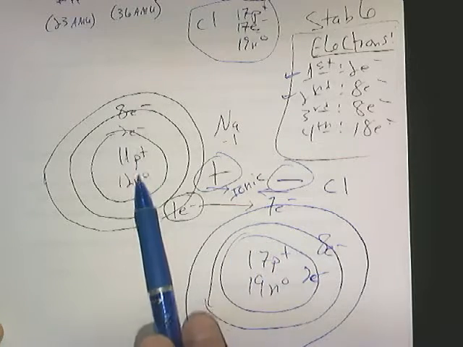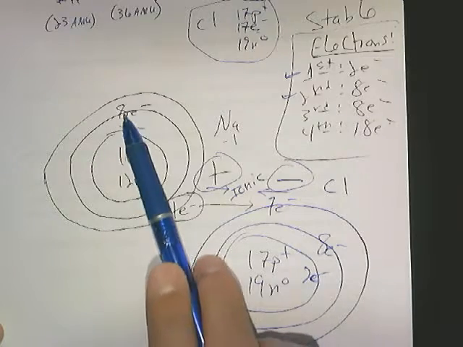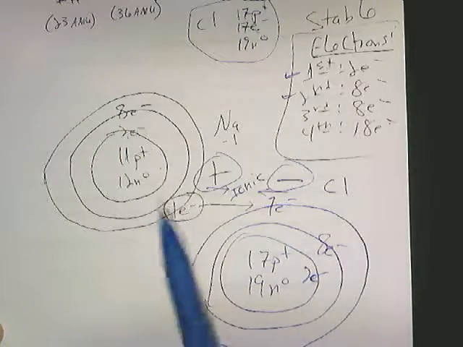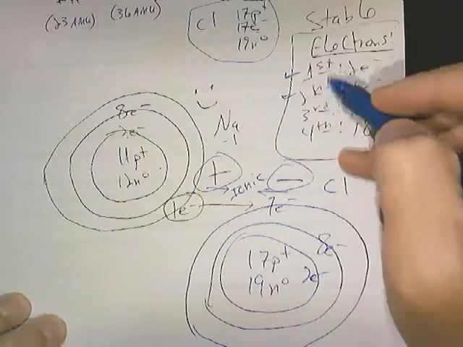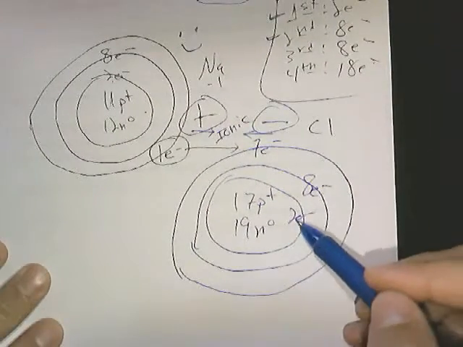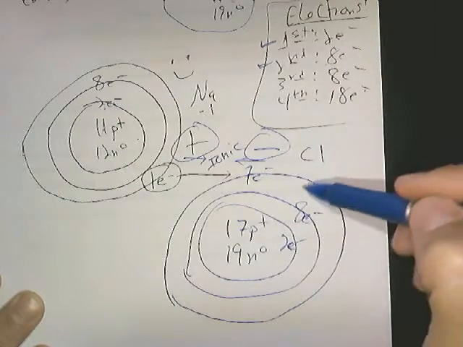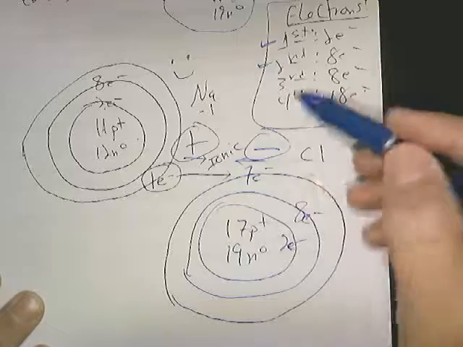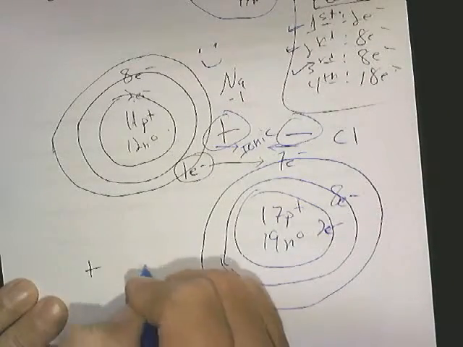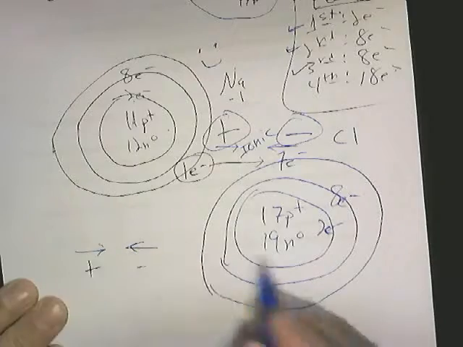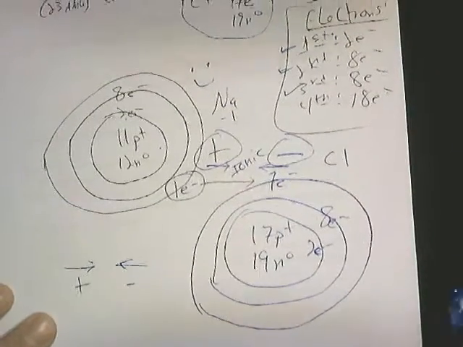So notice, sodium satisfies its electron rules. First electron shell, 2 electrons. Second shell, 8 electrons. It's happy. Happy, happy, joy, joy. And my chlorine says, you know what? I've got 2 electrons first shell, bingo. 8 electrons second shell, bango. It now has 8 electrons in its third shell, bongo. So now I have plus and minus. Electric force of attraction, that's what's going to hold it together. This is an example of an ionic bond.